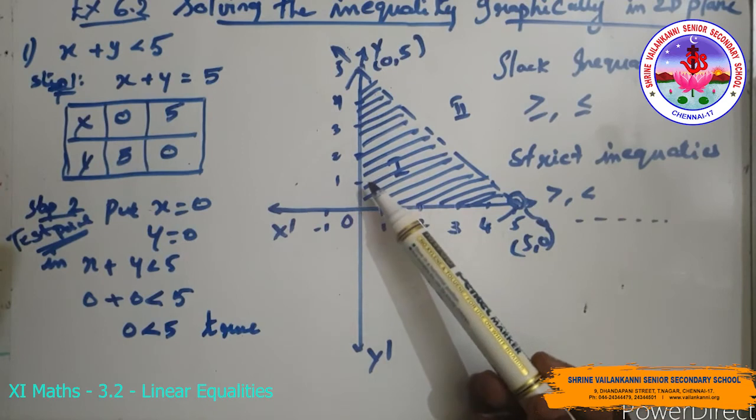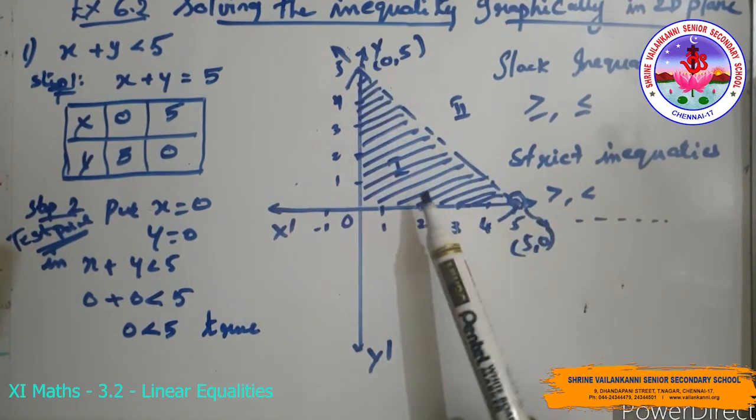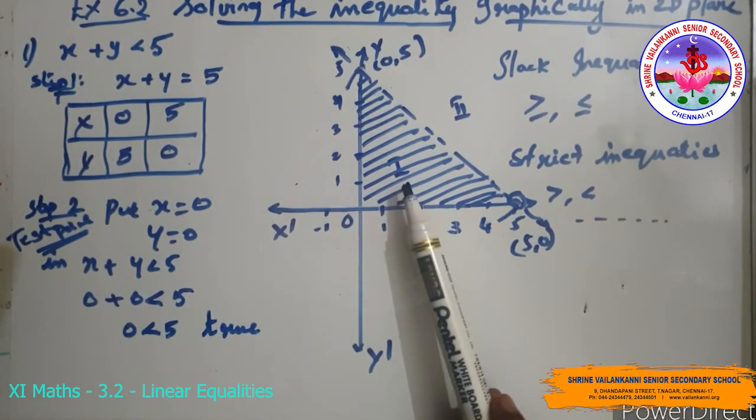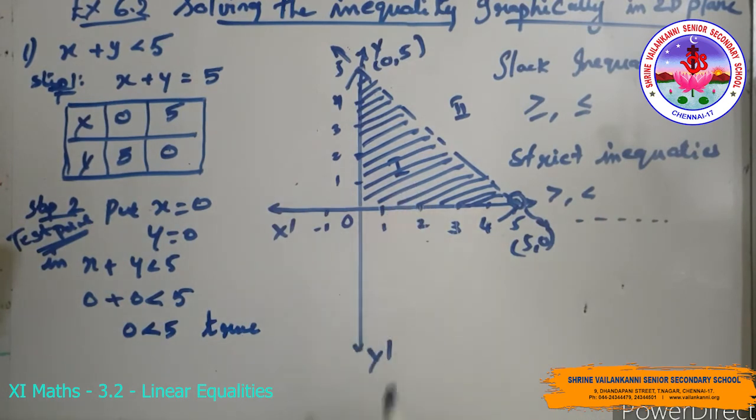So the solution region is the shaded part which lies in the half plane 1. A solution region is also called the feasible region. Hence, the solution region of the given inequality is the shaded half plane 1, excluding the points on the line.